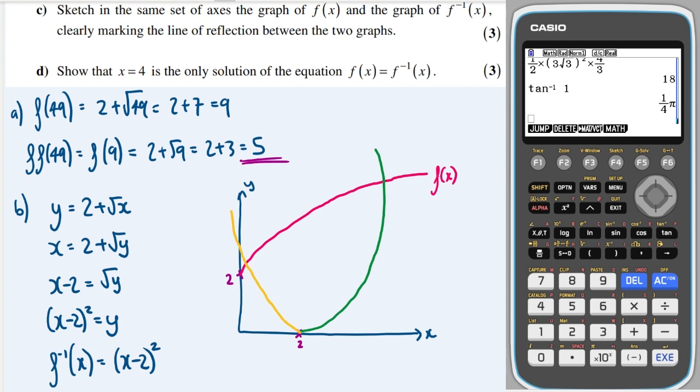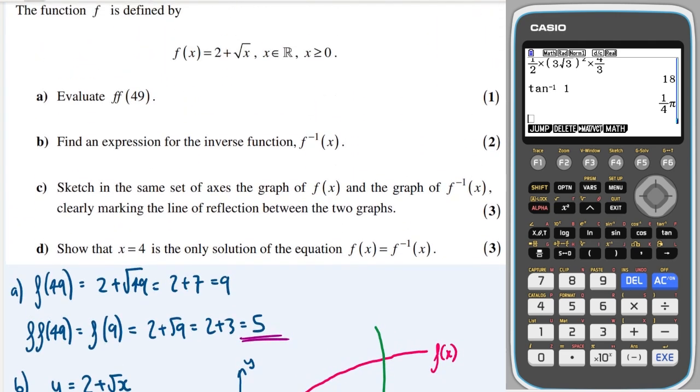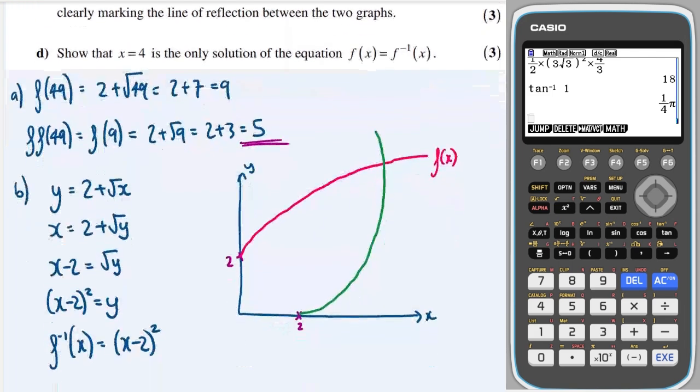We might consider putting this part of the graph on, but we're not going to do that because the domain of the inverse, so all the x values you're allowed to put into the inverse, is the same as the range of the original, and the range of the original is anything 2 or greater. So that means that we're only allowed to put x values of 2 or greater into the inverse function. It also asks me for the line of symmetry, and that will be the line y is equal to x, like so.